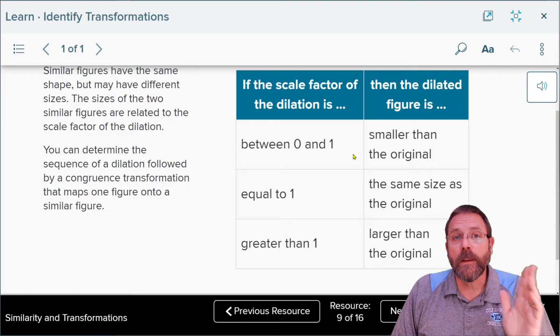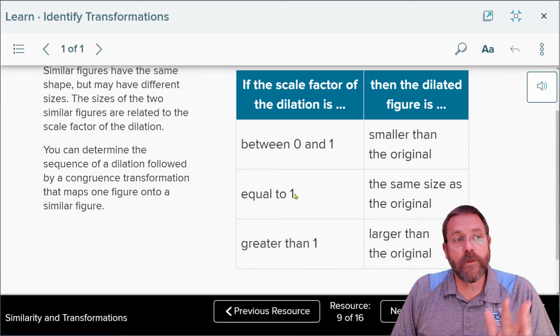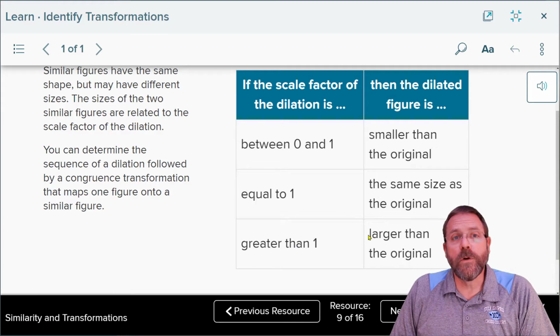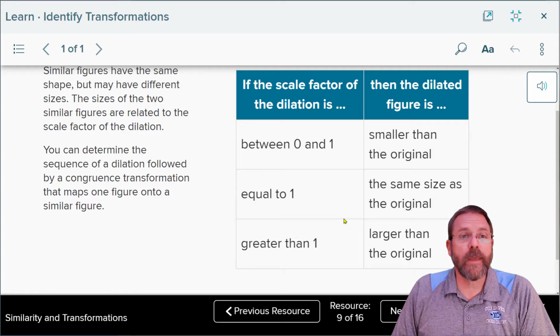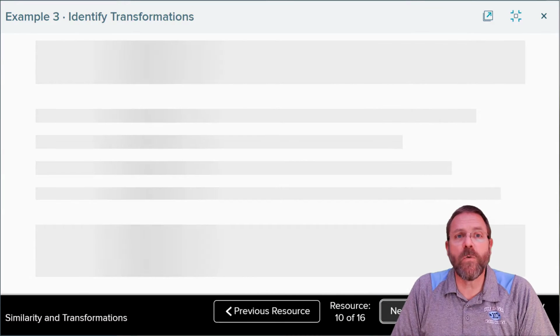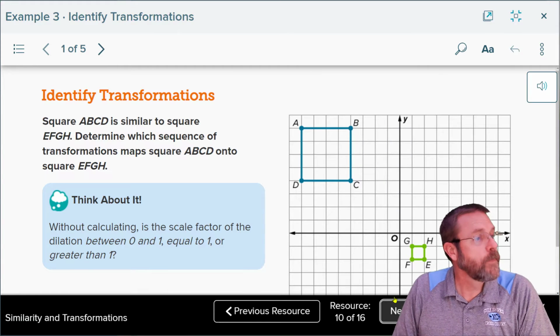Between 0 and 1, you have a new figure that's smaller than the original. If the scale factor is equal to 1, they're the same size. Greater than 1, your new image is going to be larger than your pre-image. No great revelations here. We have beat that horse to death, okay? It's down. Leave the pony alone.